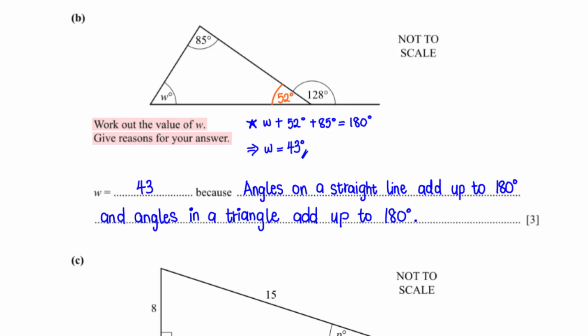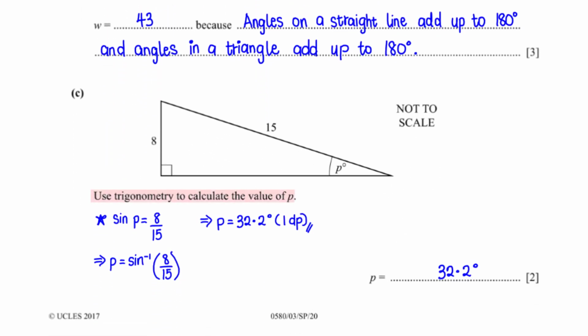Angles in a triangle add up to 180 degrees. So we have w plus 52 degrees plus 85 degrees equals 180 degrees. When we subtract the sum of 85 degrees and 52 degrees from 180 degrees, we get w equals 43 degrees.